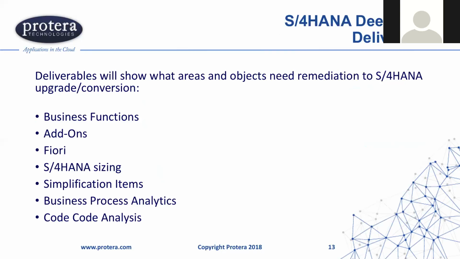And then a very important area that we consider for S4HANA is looking at the simplification database. The items, right now that listing is at 250,000 items. What this does is we look at this listing and compare that with all the objects and what has been built out in your environment. And from this, we can identify areas that need remediation and need work for data conversions, as well as functional areas that have to be redone. So that's a key area to identify what is coming next.